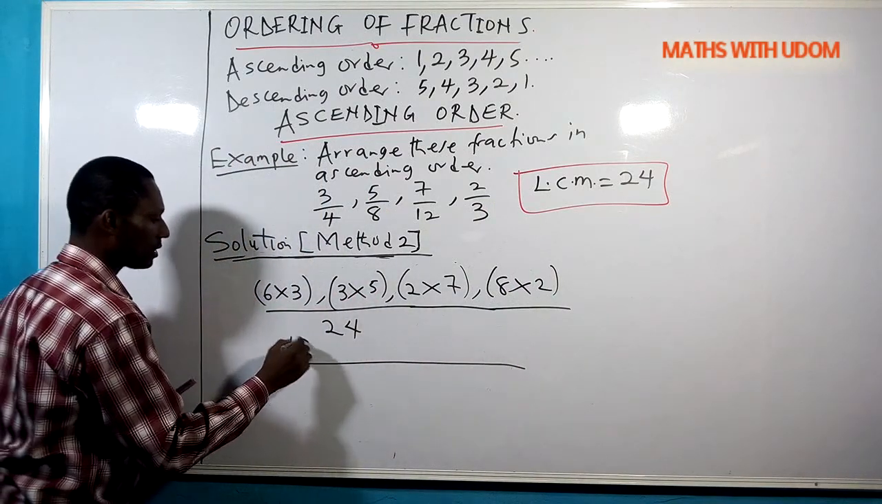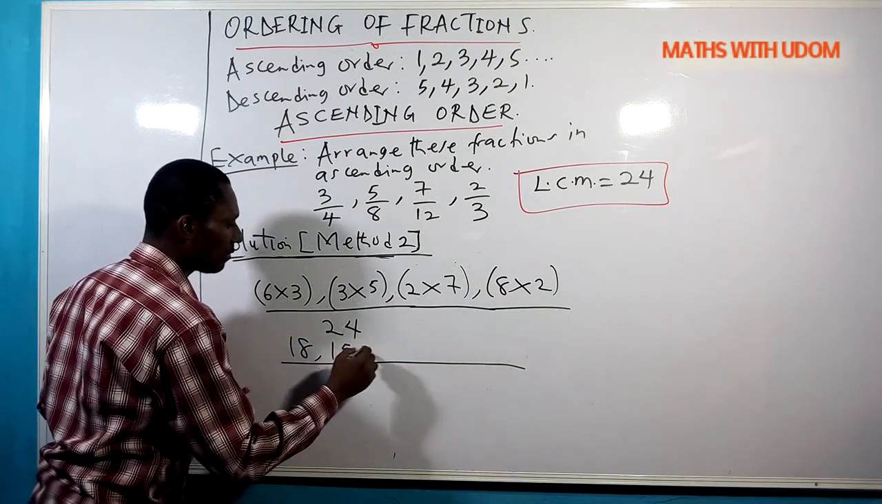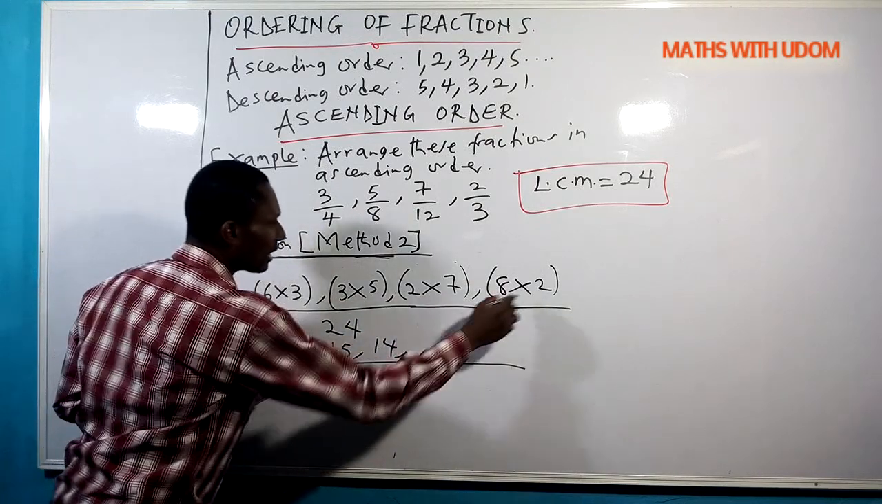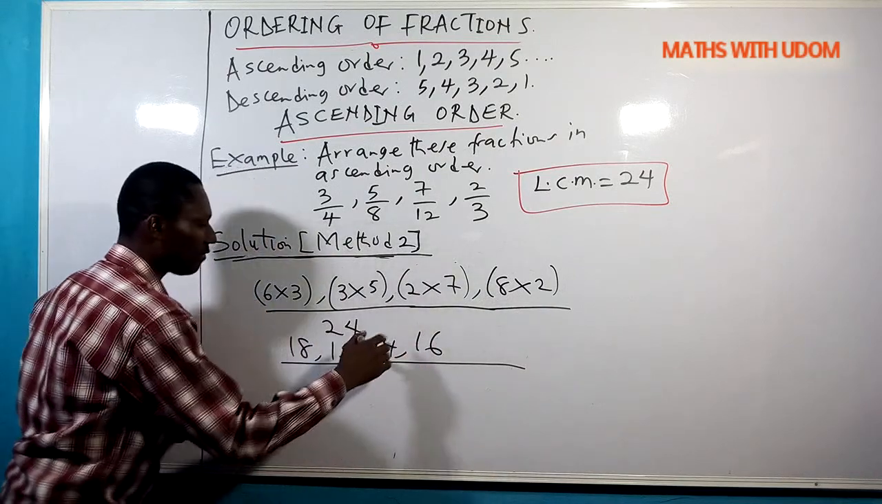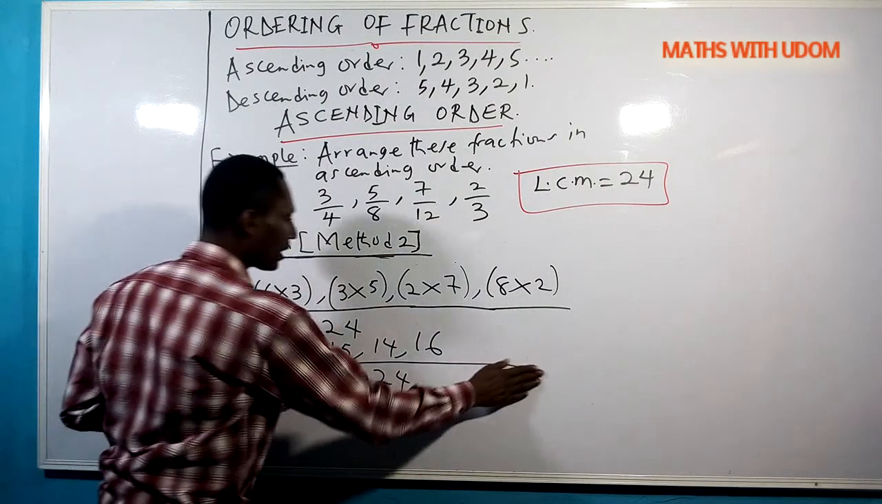6 times 3 is what? 18. 3 times 5 is what? 15. 2 times 7 is what? 14. 8 times 2 is what? 16. Divided by what? 24. Our LCM. Is that okay?